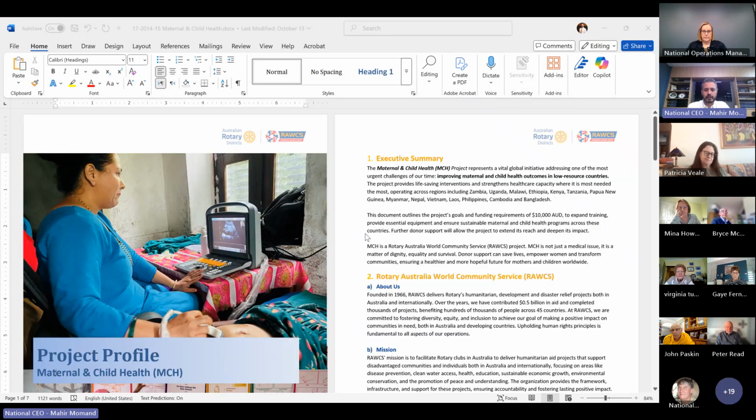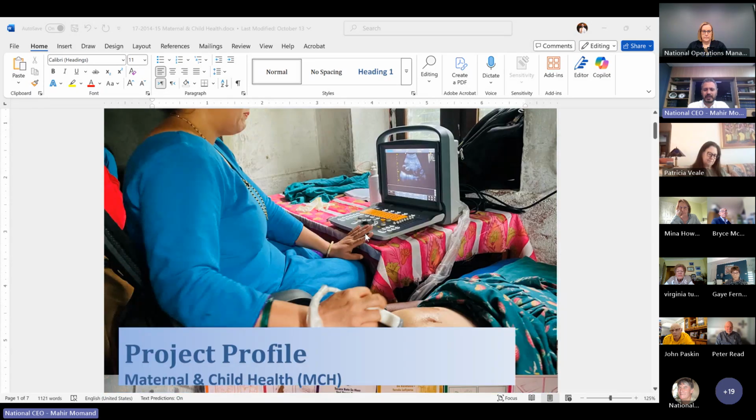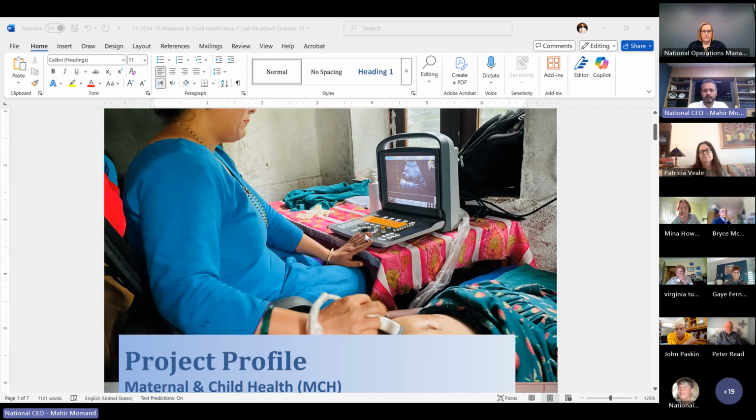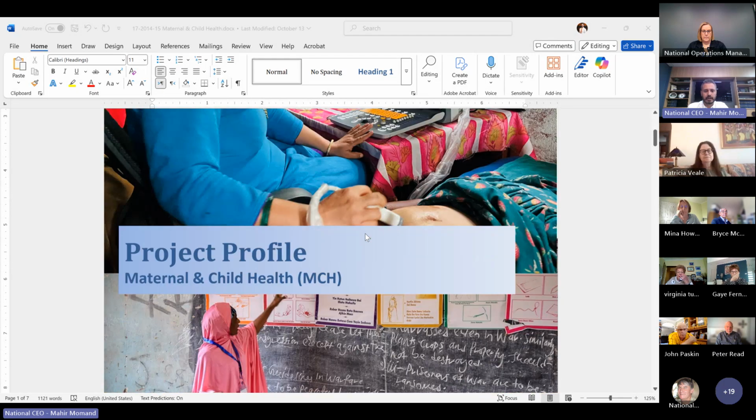Okay, so this is the actual funding proposal that we have developed for one of the projects. As I said, the name can be anything, whether you call it a project profile, a case for support, a fundraising proposal or a funding proposal, whatever name you might want to give it, at the end of the day it's the same thing.